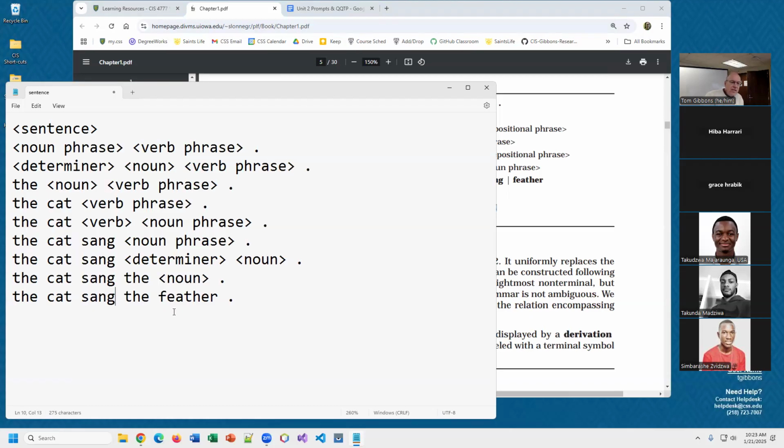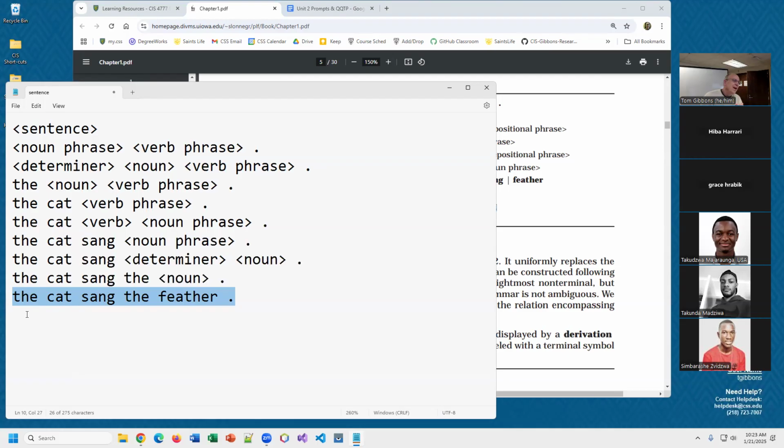And again, noun phrases. So now I could easily create a legal sentence that said the cat sang the feather. Now, semantically, as far as meaning goes, what does that mean? The cat sang the feather. Okay, so syntactically, that is correct. Semantically, that doesn't make sense to me.